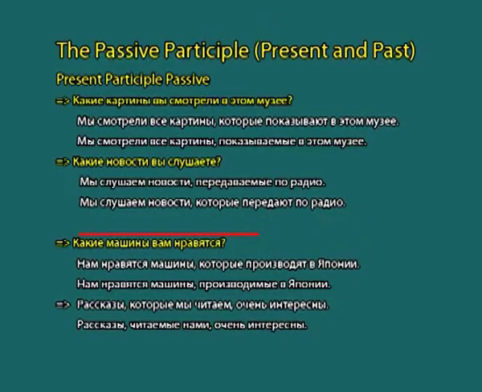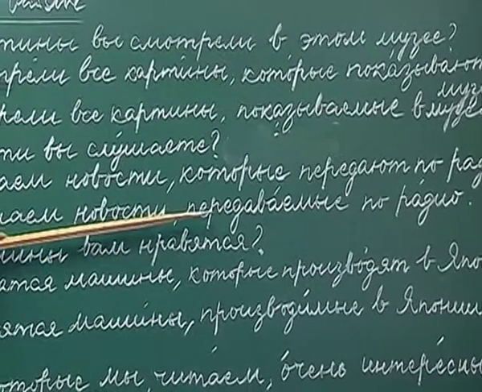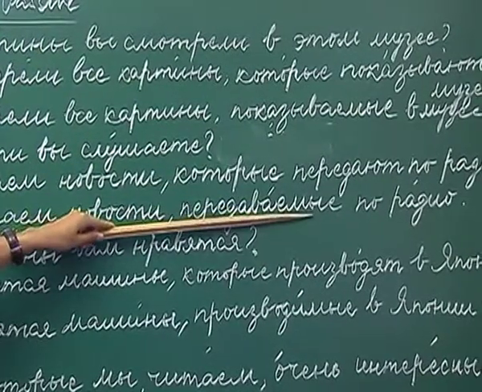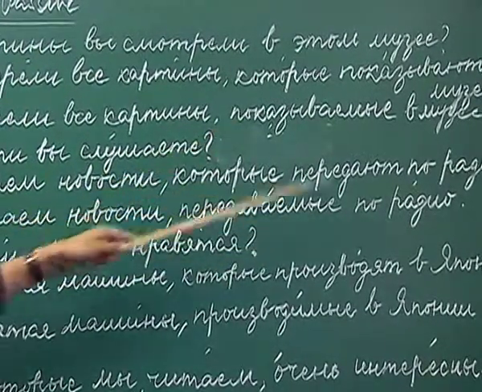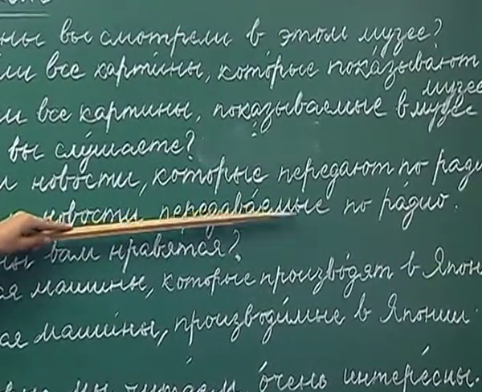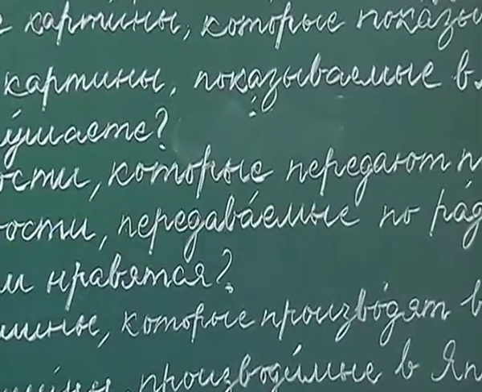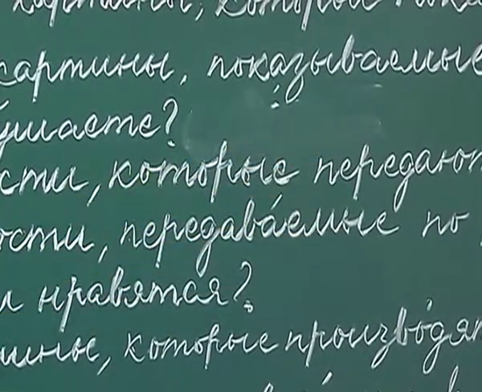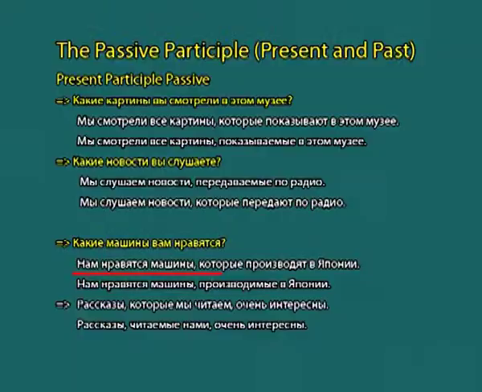Mi slushayam novosti piridavayamiye pa radio. So, here we are using the present participle passive. So, which are being broadcast. So, here the action is in the passive voice, that is why we are using the present participle passive and the action is taking place in the present, that is why present tense.